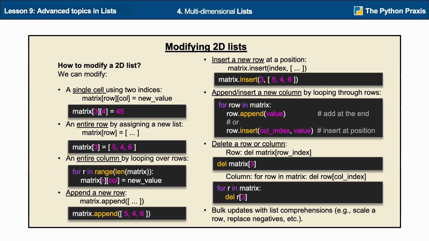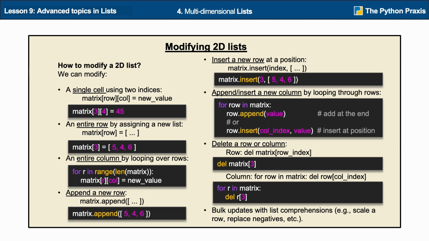In this segment, we will learn how to modify a two-dimensional list. Think of it as a grid with rows and columns. We'll edit single cells, whole rows, whole columns, add and remove parts. First, let's update a single cell. A two-dimensional list uses two indices, the row index first, then the column index. So to modify a single element, the format is listName, open bracket, row index, close bracket, open bracket, column index, close bracket, equals new value. In the example, we set the value at row 3, column 4 to 45.